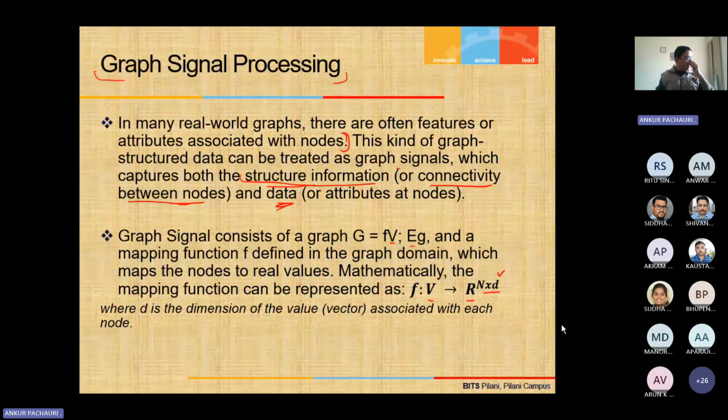I think there's an example later in these slides, but as of now, let me try to explain it in terms of chemical data. In chemical data, the nodes are the atoms or molecules, and the edges are the bonding between them.